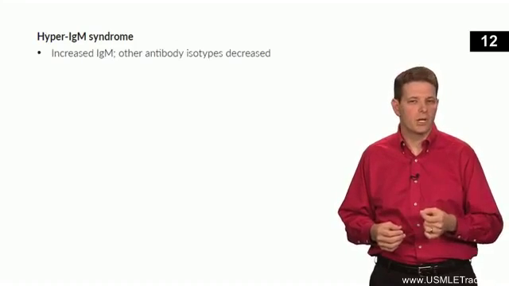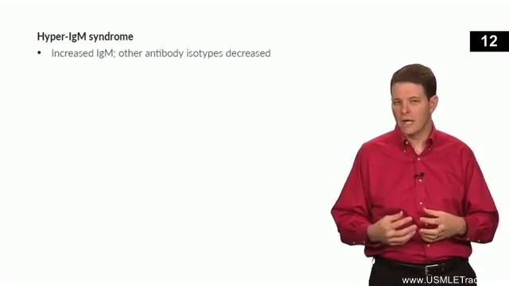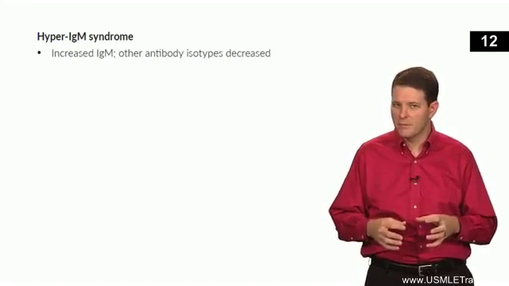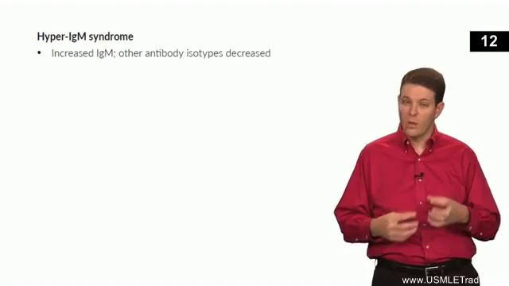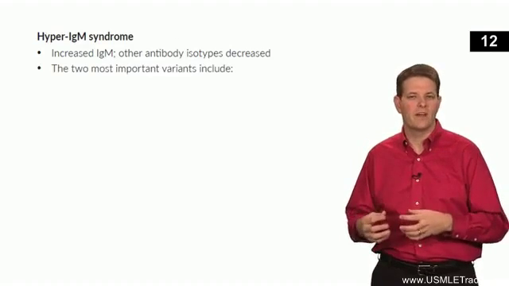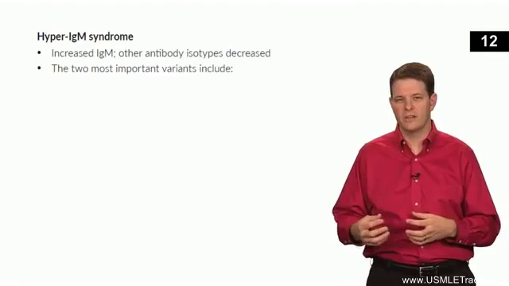With hyper-IgM syndrome, you have too much IgM production, but decreased production of the other antibody isotypes. But stop and think. If this is a problem with immunoglobulins, wouldn't that make this a B cell disorder? Well, actually, there are several different genetic defects that result in this phenotype with different inheritance patterns.